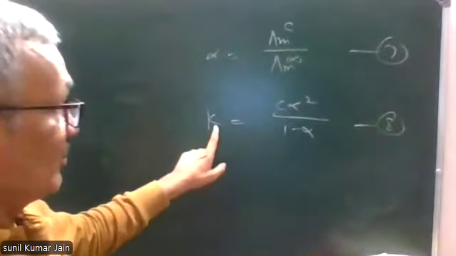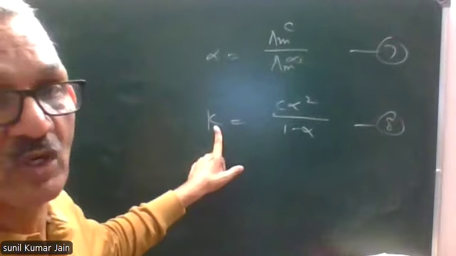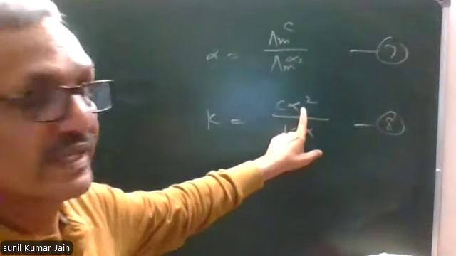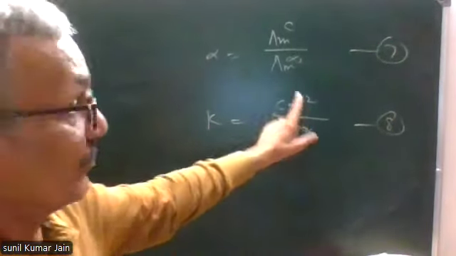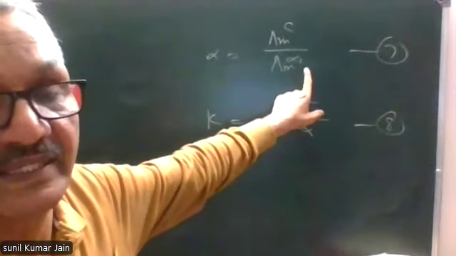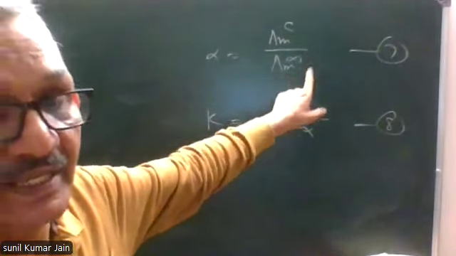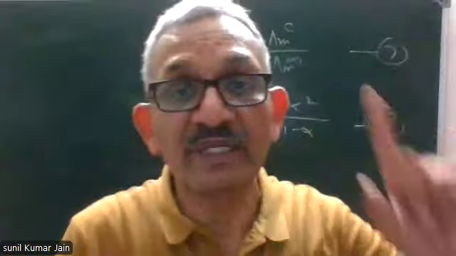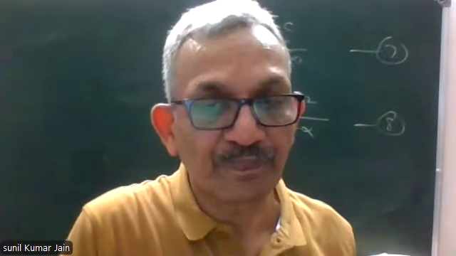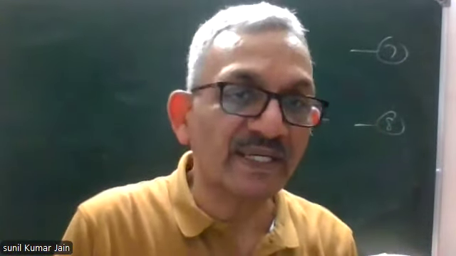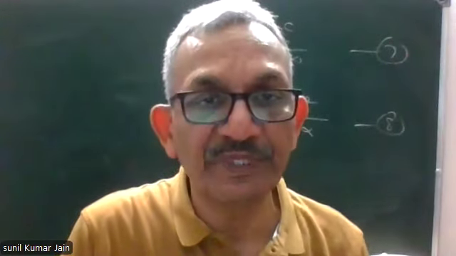Similarly, if I want to calculate the value of equilibrium constant, I want the value of alpha. For the value of alpha, again, I need lambda m infinity. And again, lambda m infinity can be determined by using Kohlrausch law. So directly or indirectly, Kohlrausch law has to be used.